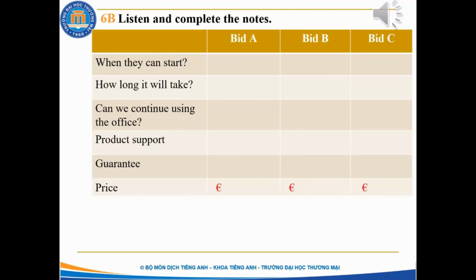Alright, now let's check the answer together. So when they can start? Bid A can start on the 20th of February. Bid B can start on the 13th of February and bid C on March the 6th. Alright, and how long it will take? For bid A, 5 days. For bid B, 1 day only. And for bid C, 3 weeks, right?